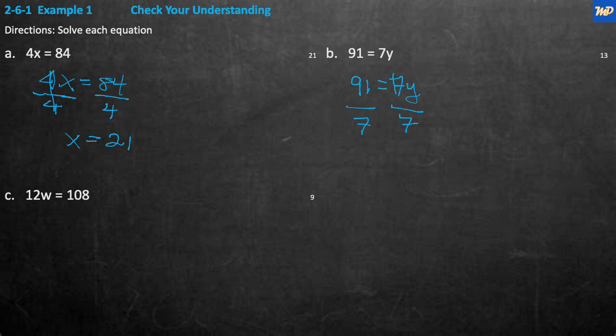And when you do that, the 7's cancel. And you have a y on the right-hand side. And that y is equal to 91 divided by 7. And that happens to be 13.